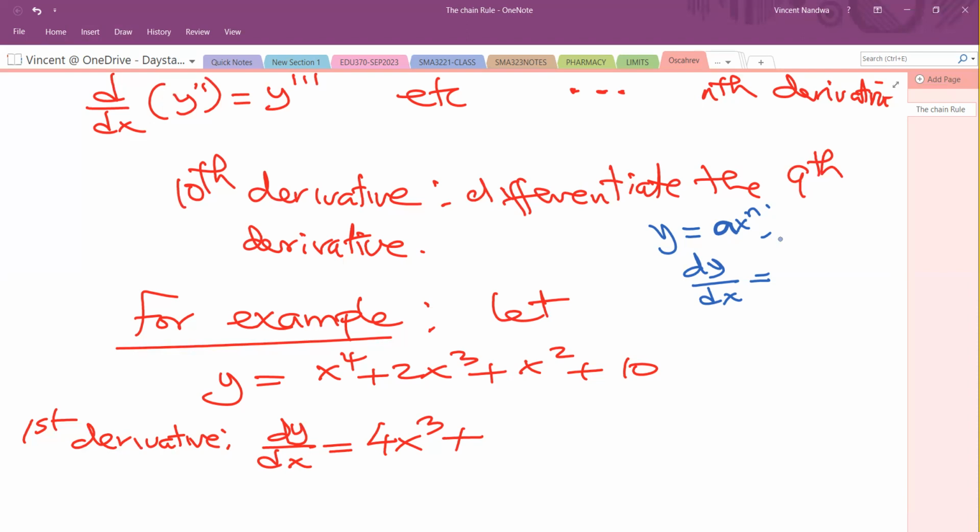You want to scare people. You are complicating the obvious. So maybe leave that one. So y equals x power n. What is dy dx? What does it give you? xn.